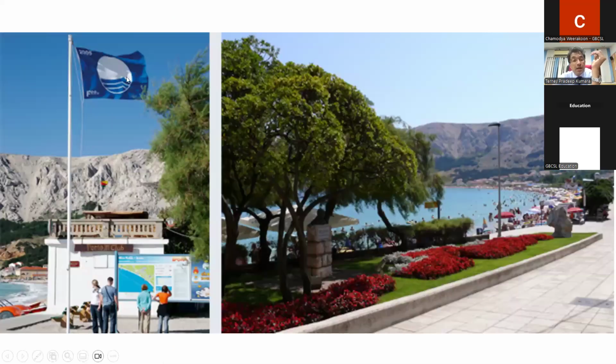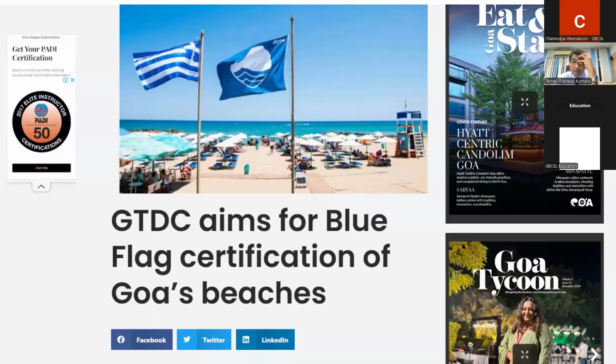To receive this blue flag, we have to achieve maybe 32 criteria. Once you meet those criteria, the beach is certified as a blue flag beach. Those criteria are very stringent: good water quality, access for disabled people, information center, bathing areas, night lights, lots of criteria, 32 criteria. But in India, you can see India also has blue flag beaches, right?